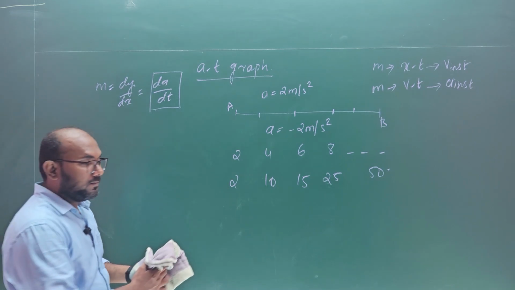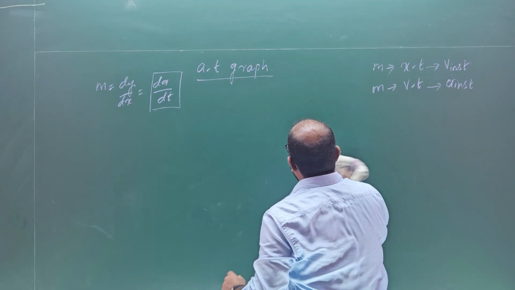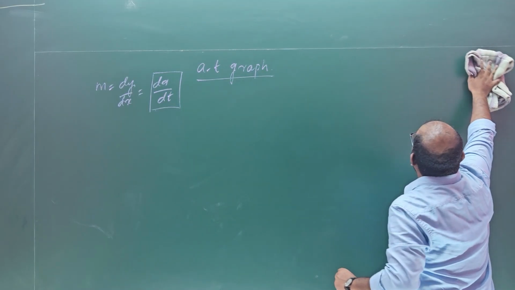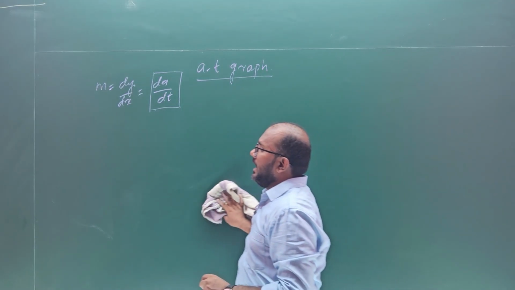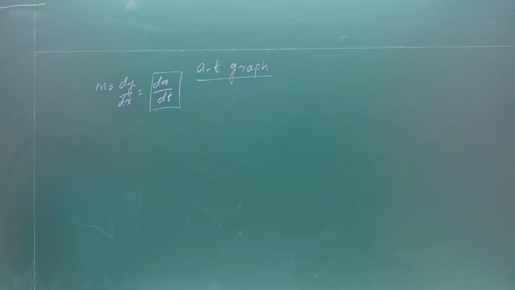So what will dA upon dt provide you? That means the AT graph will provide you the data on the behavior of acceleration. I got my point? It will provide you the behavior of acceleration. Okay, now listen to me.